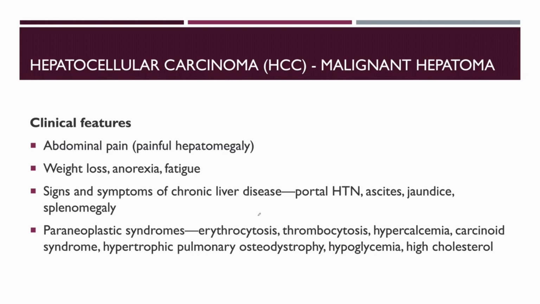Patients tend to have abdominal pain or painful swelling of the liver. As with other cancers, they have the generic systemic symptoms of weight loss, anorexia, and fatigue. And because these tumors are growing within the liver, you have the same kind of chronic liver disease problems of portal hypertension, ascites, jaundice, and splenomegaly. They can also cause some paraneoplastic syndromes, aside from the other things that we talked about.